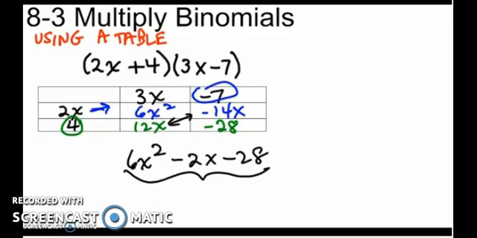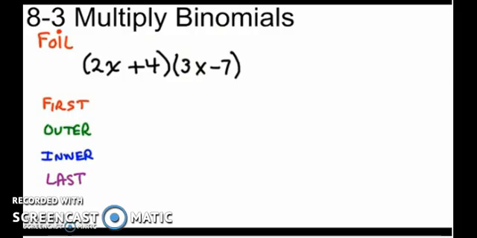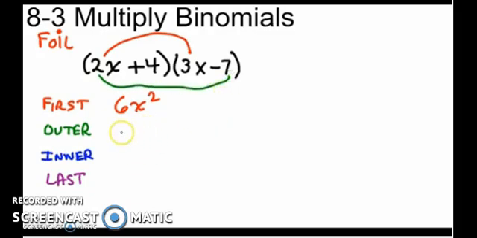The third way to do the same exact problem is a method that's called the FOIL method, the one that's probably most frequently used in books. F standing for first, O for outer, I for inner, and L for last. So we take the first item in each of the binomials. That's 2x times 3x. Then we take the outer terms. That's a 2x on the far left, and on the far right we have a negative 7. That would give me a negative 14x.